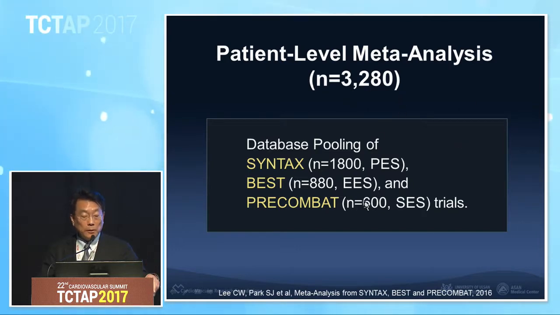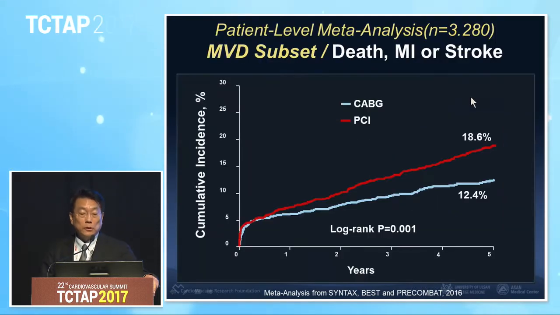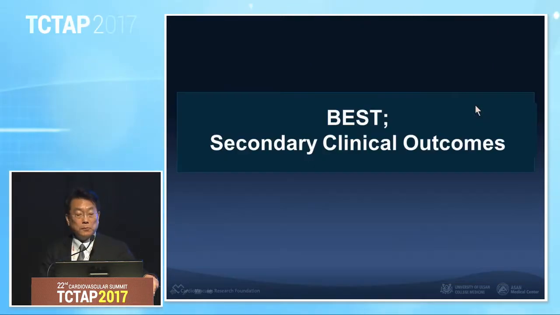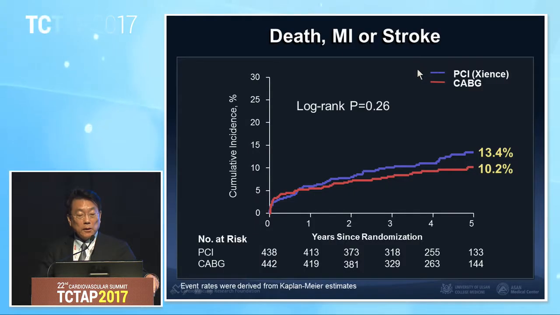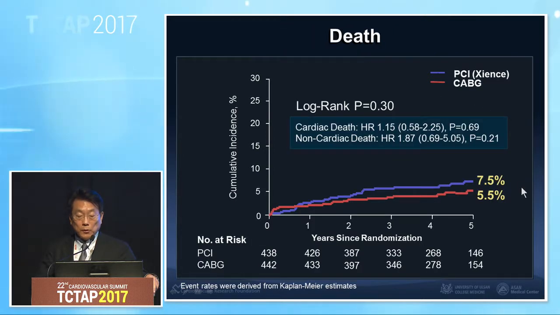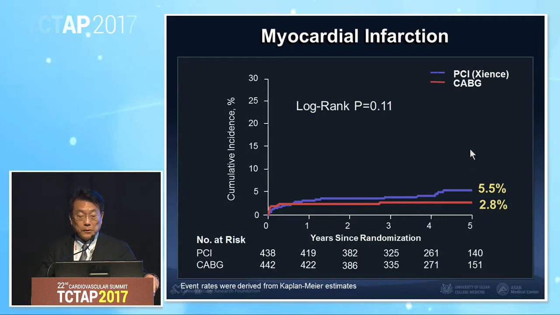We gathered the patient level meta-analysis of SYNTAX, BEST and PRECOMBAT, including 3,280 patients. In the multivessel disease subset, death, MI, stroke is clearly better in the group with the surgery, 12.4%, 18.6% in the PCI. Secondary clinical outcome, death, MI, stroke in the BEST randomized study, actually not a statistical difference between the two. If you look at the mortality, any cause mortality, look at this, there are somewhat better outcomes in the group with the bypass surgery rather than the PCI.